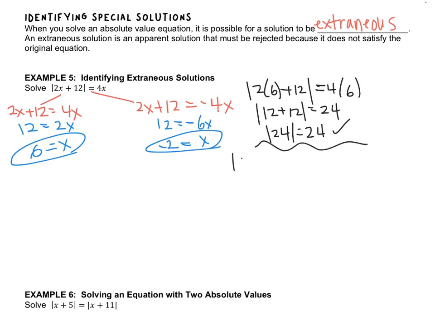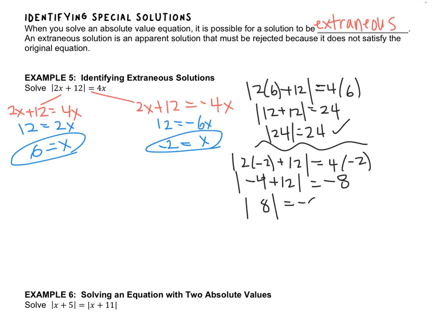Watch this. 2 times negative 2 plus 12 equals 4 times negative 2. So the absolute value of negative 4 plus 12 is equal to negative 8. And you probably can maybe see where this is going because I told you absolute values can't be negative. You get the absolute value of 8 equals negative 8. And obviously that is not true. So negative 2 gets rejected and the only answer is x equals 6.